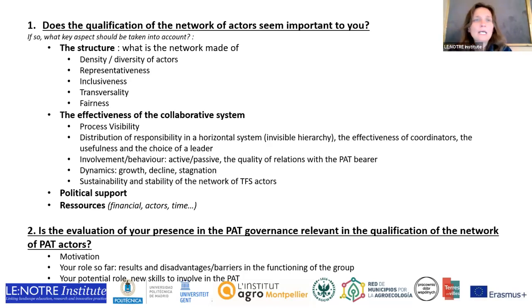Then we just started the discussion on the qualification of the actors, to check if everybody is included, if there's fairness in the process, if the collaborative system is effective and functioning. Definitely in this kind of network, there's the question of responsibility, resources and political support, which are very important and are a factor of success. And so this was an entire inquiry that was addressed to all the 250 actors present in the strategy network.